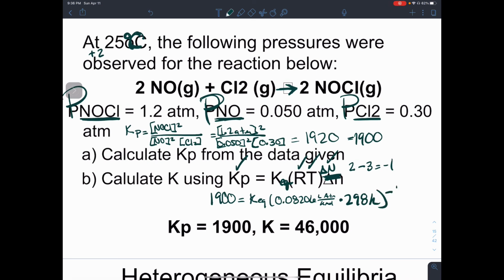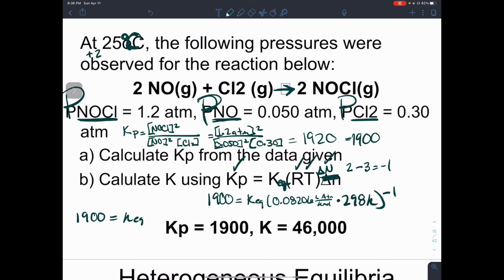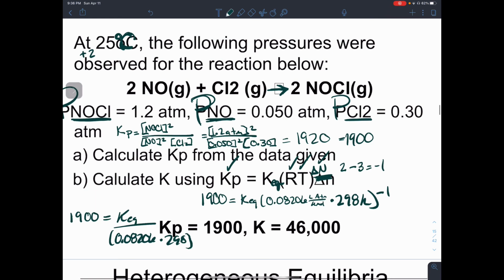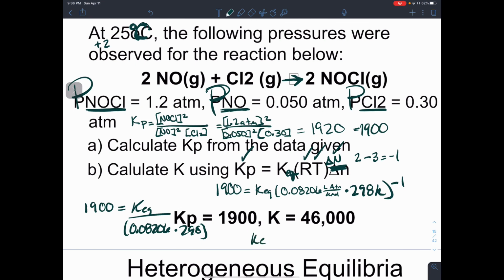Now, the superscript here is -1. Let's remember what that means. When something is raised to a negative number, that means it becomes the reciprocal, right? It's now in the denominator, right? Okay, K is simply going to be the 1900 multiplied by that factor. And again, this has no units. I'm moving a little bit quickly to try to save time here, but you go ahead and plug those values in and you're going to get 46,000.